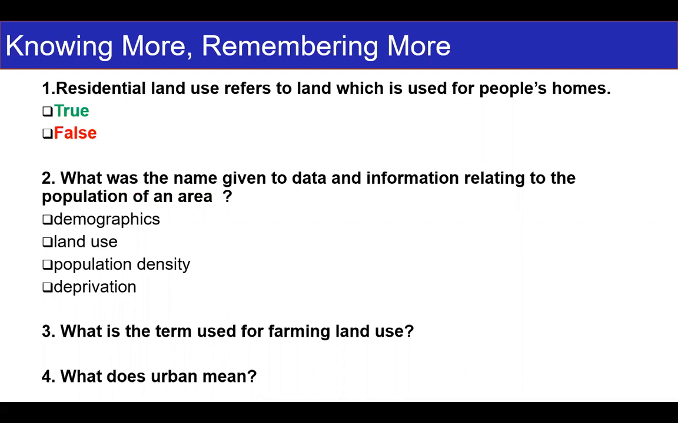Question 1. Residential land use refers to land which is used for people's homes. True or false? Number 2. What was the name given to data and information relating to the population of an area? Is it demographics, land use, population density, or deprivation?